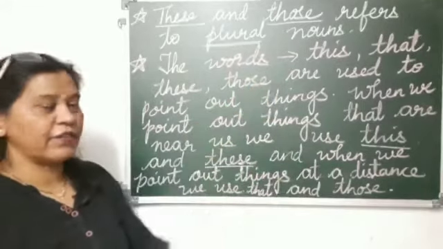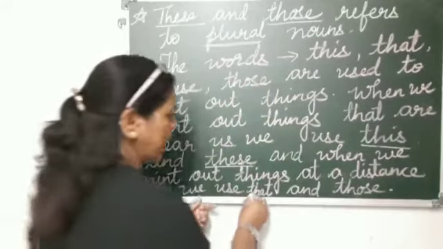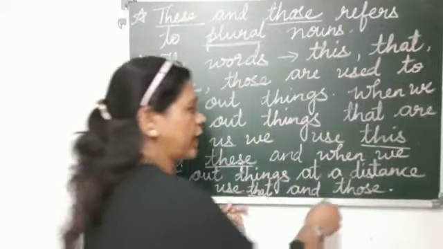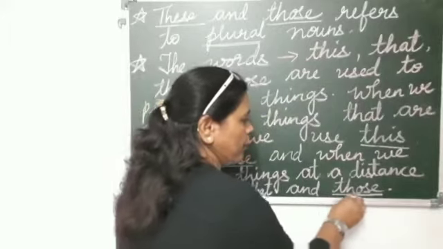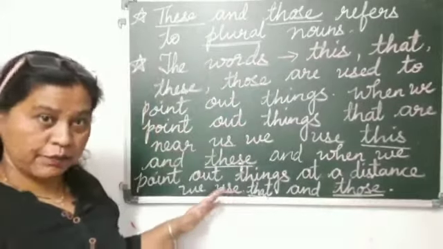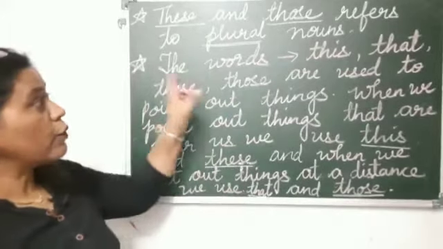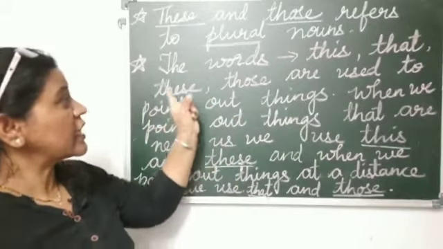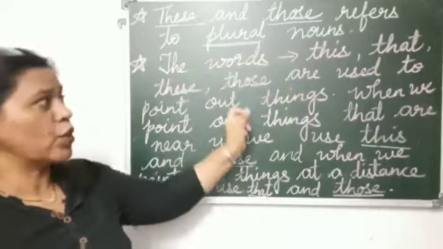And when we point out things which are at a distance, which are very far, at that time we use "that" for a singular noun and "those" for the plural form, singular and plural form. Got it? Understood? Okay, once again.